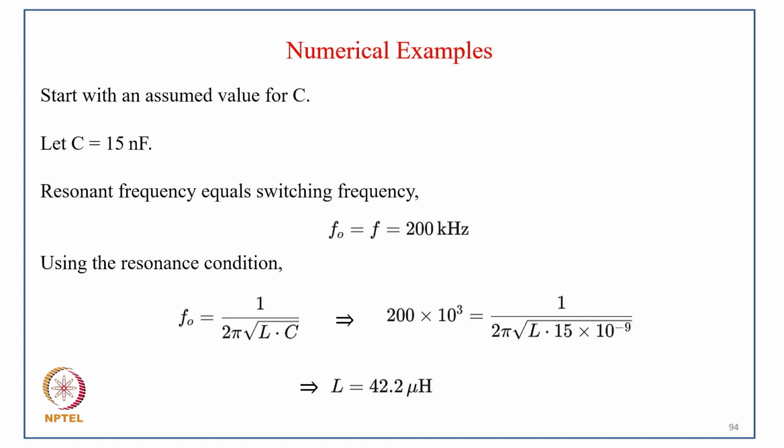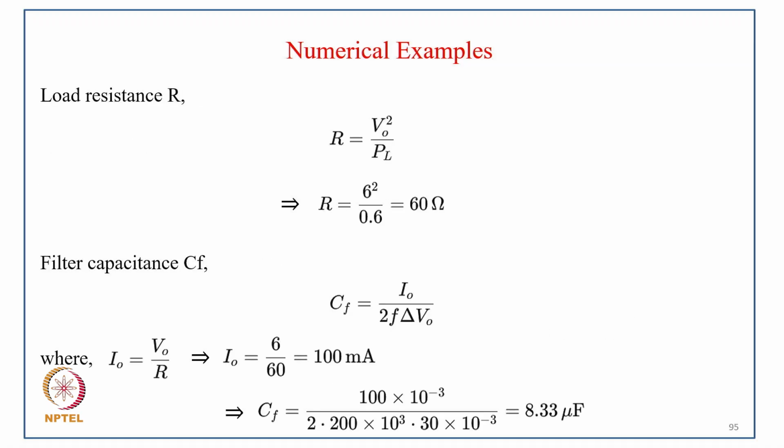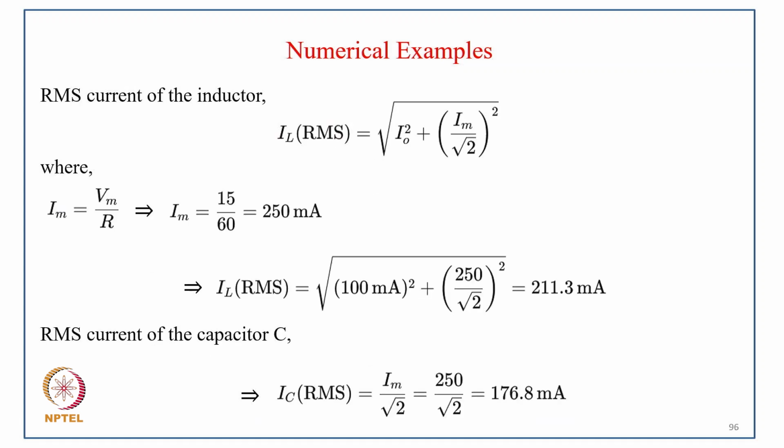So considering the value of C equal to 15 nanofarad, so resonant frequency F0 equal to this 200 kilohertz, and from which we get L equal to 42.2 microhenry, and load resistance we get R equal to V squared upon PL, so it comes putting value 60 ohm, and filter capacitor CF equal to I0 upon 2F into delta V, so getting I0 typically V0 upon R, that's 100 milliampere, and CF comes 8.33 microfarad.